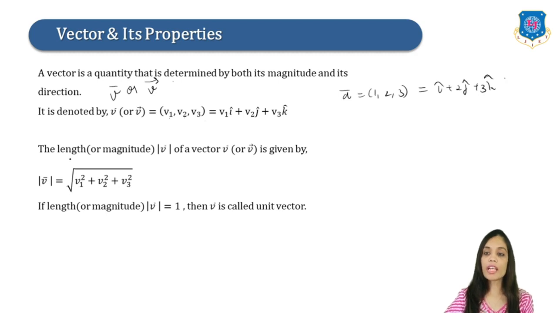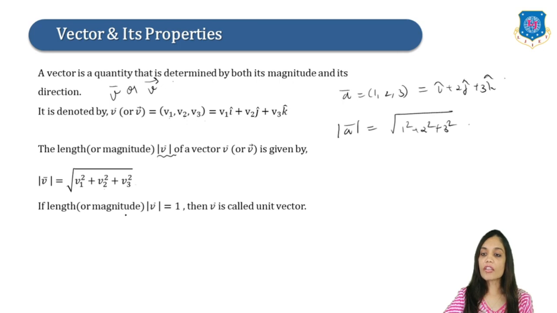Now how to find the length or the magnitude of vector v bar? The notation is mod v bar, or we can call it length of v bar or magnitude of v bar. It is given by square root of v1 square plus v2 square plus v3 square. So if I want to find the length of a bar, it will be square root of 1 square plus 2 square plus 3 square, right? In this manner you can find the length or the magnitude of any vector.